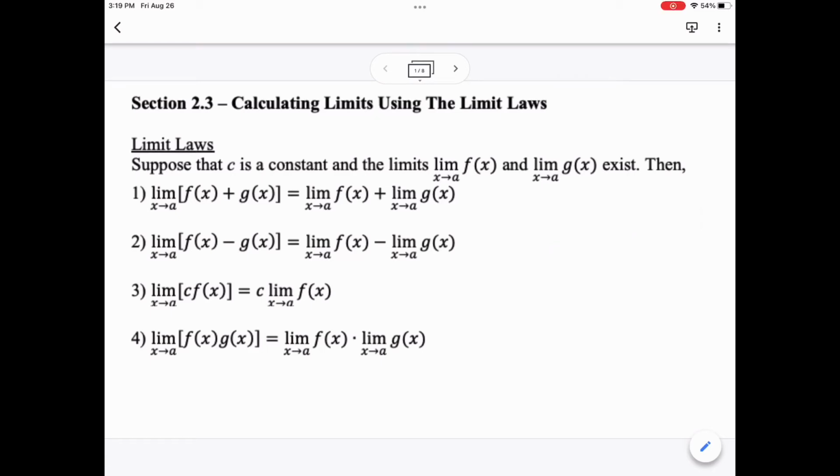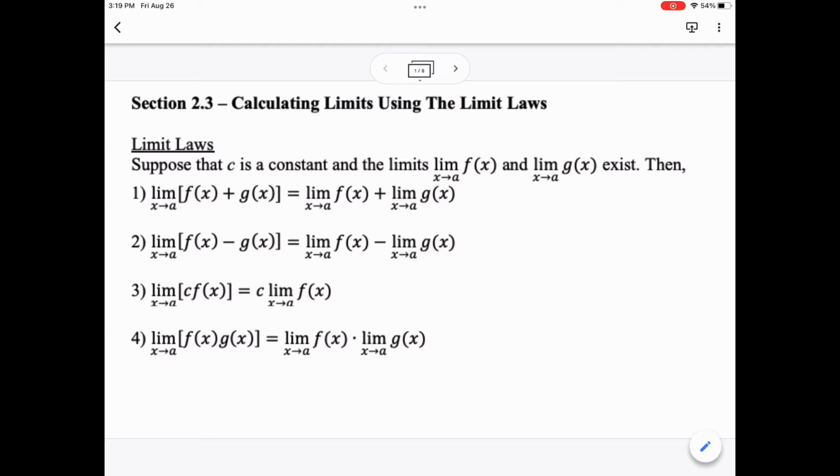Today's lesson is section 2.3, where we'll be calculating limits using the limit laws. So here we have a few basic ones. If you have two limits of two different functions, but we're approaching the same value, we have several different properties that we can deal with. If we're adding two functions, taking the same limit, we can separate them by addition.